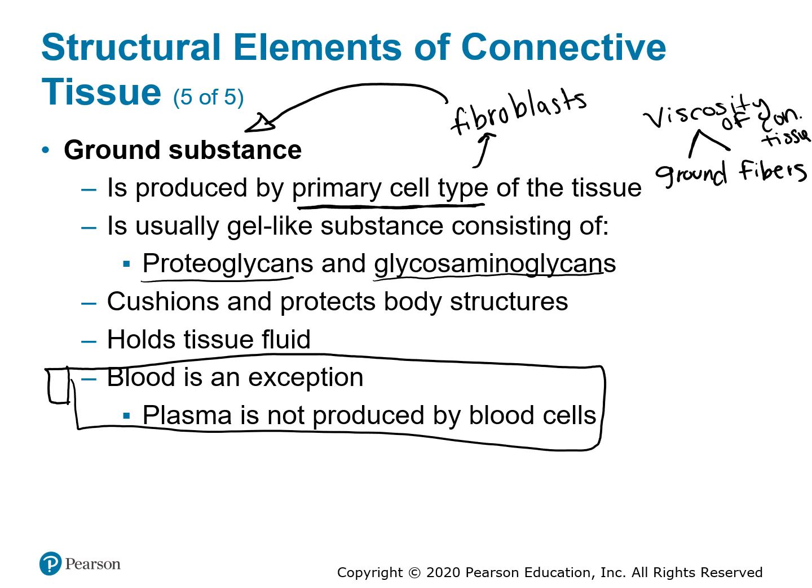All right? But so the main 3 structural components of the connective tissue are the cells, the fibers, and the ground substance. You can kind of think of the ground substance as the dirt beneath your feet.